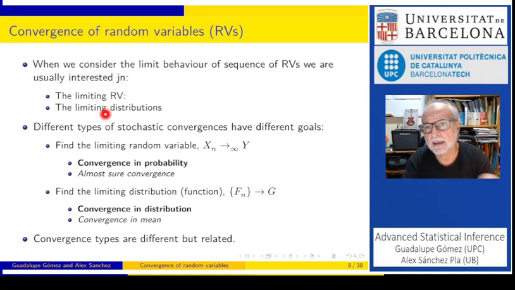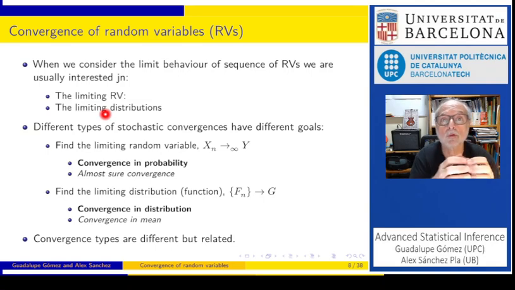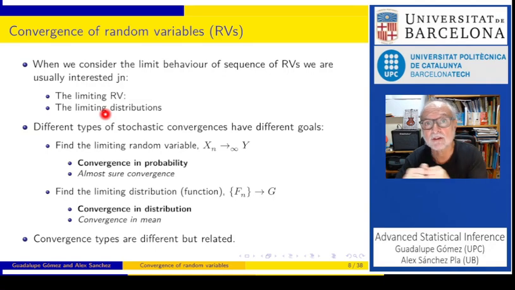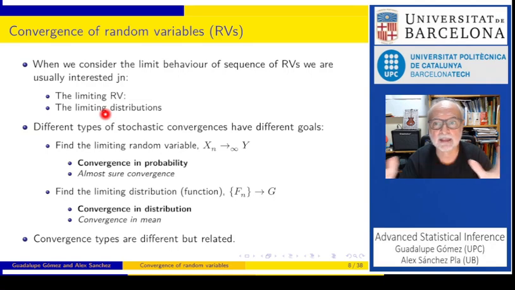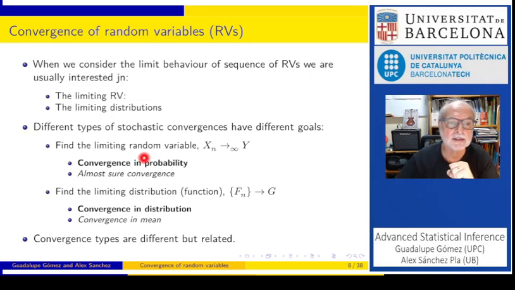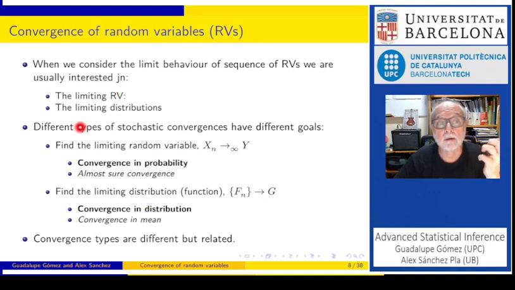Okay, this idea is to somehow differentiate two big groups of convergences: those that refer to a sequence of variables that tends to a limiting variable, and that we require to be in the same probability space. In that case, we have, for instance, convergence in probability or almost sure convergence. Or we have convergence of distribution functions, okay?